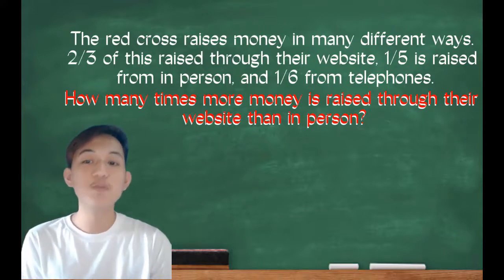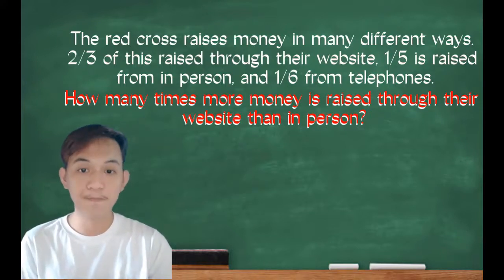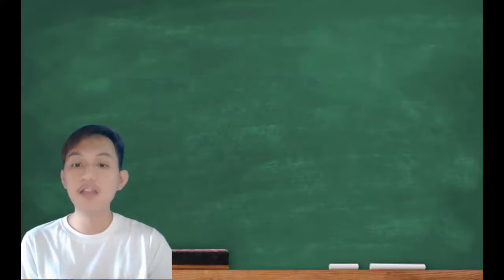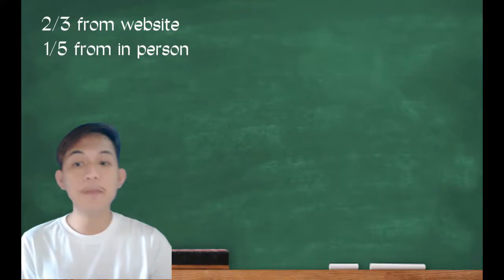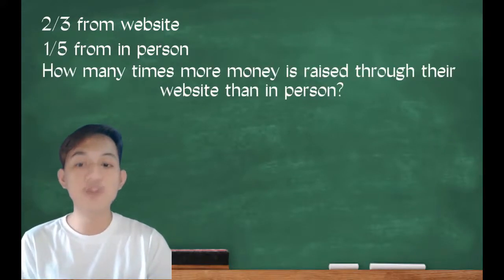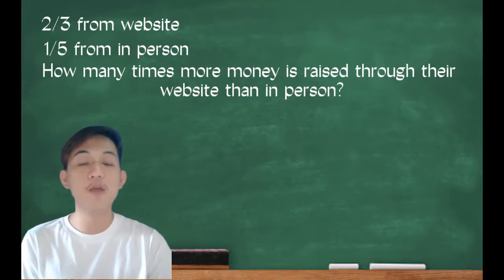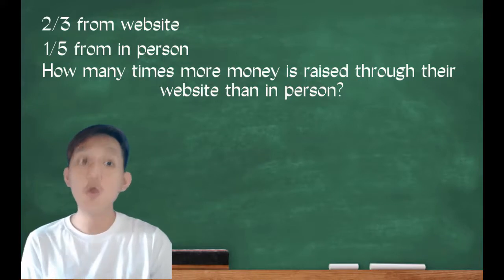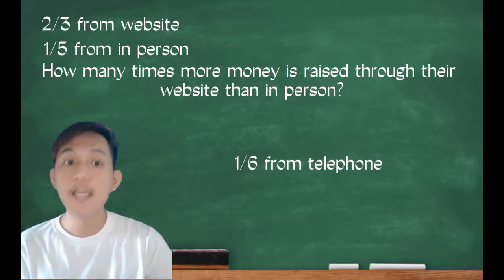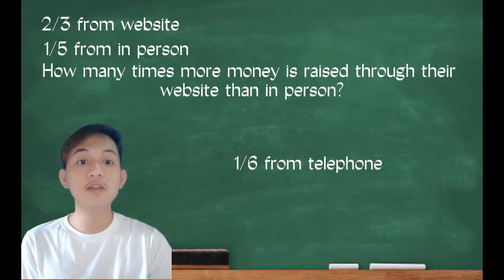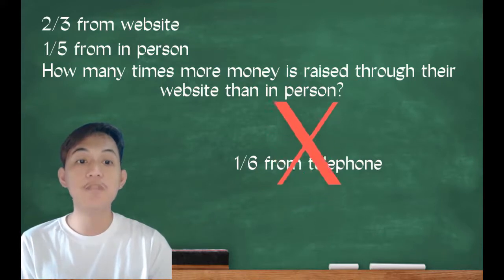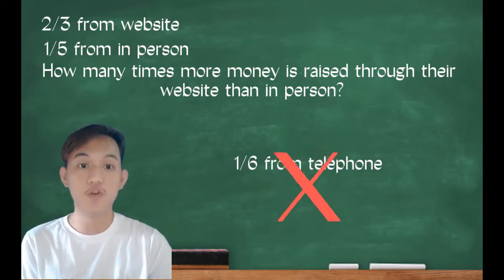After that, let's proceed to I, which is the important information. The important information here is the 2/3 from the website, 1/5 from in person, and how many times more the money is raised through their website and in person. And that's the important information here to solve this problem. To avoid being confused when solving word problems, always remove irrelevant information. For example, in this question, 1/6 of the money raised by the Red Cross came from telephone. Because the question asks for money raised from website and in person, we need to eliminate the money raised from telephones in order to solve this question without confusion.